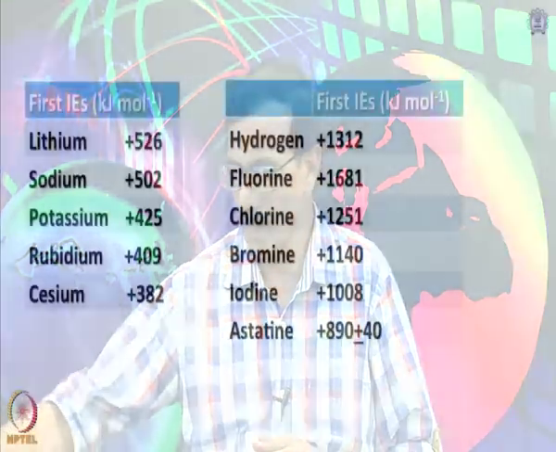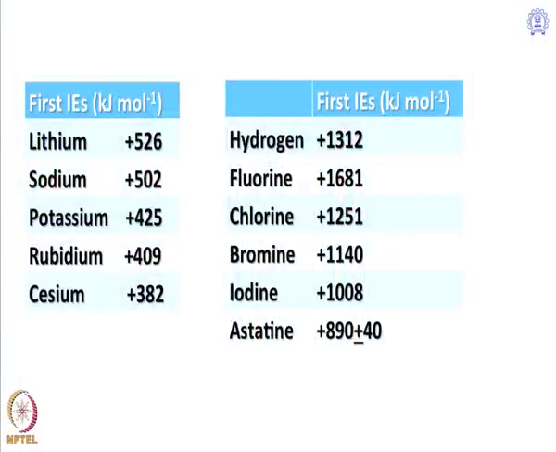However, its first ionization energy is quite comparable to those of halogens. You can see clearly here the first ionization energy given for alkali metals. Lithium shows plus 526 kilojoules per mole, sodium shows 502 kilojoules per mole, and potassium has 425 kilojoules per mole, whereas rubidium and cesium show 409 and 382 kilojoules per mole respectively.